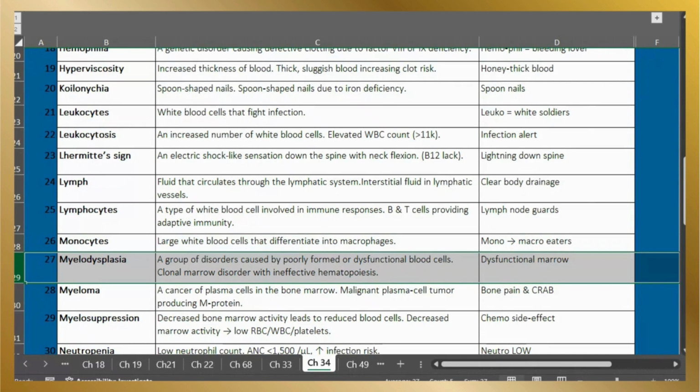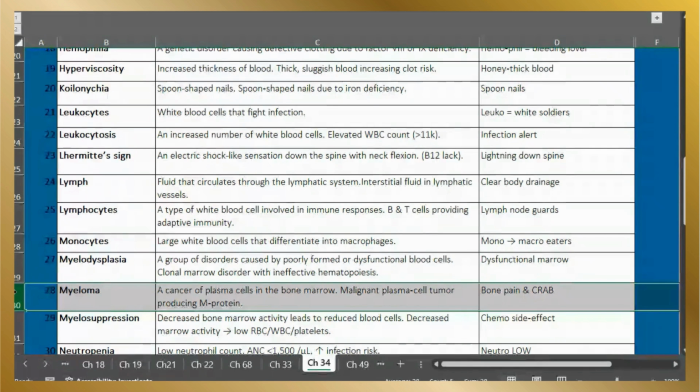Myeloma, it's a cancer of plasma cells in the bone marrow, a malignant plasma cell tumor producing M protein. Put it here. And so it leads to bone pain, anemia, and kidney dysfunction.